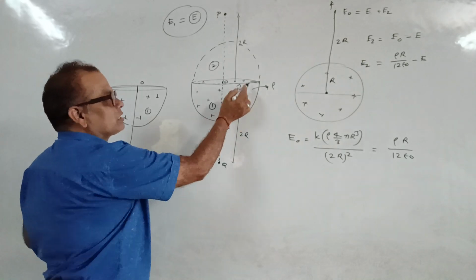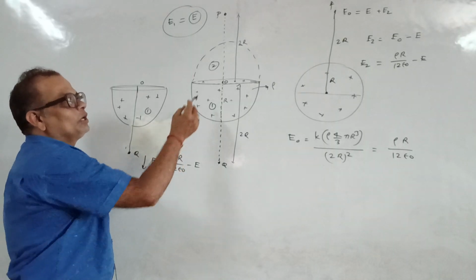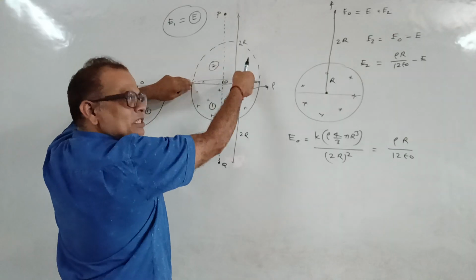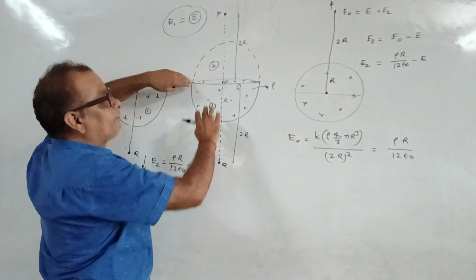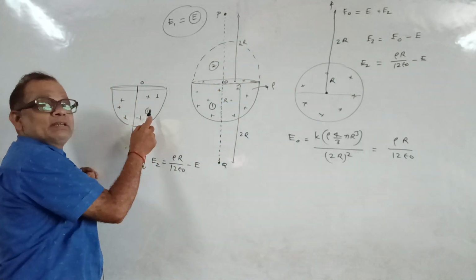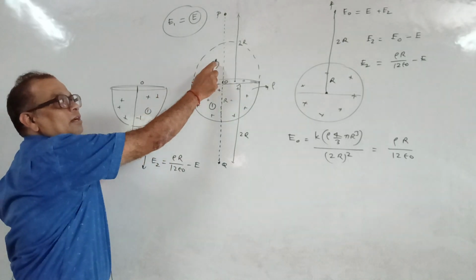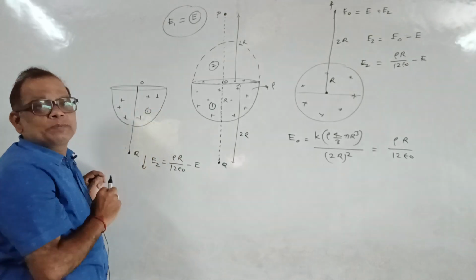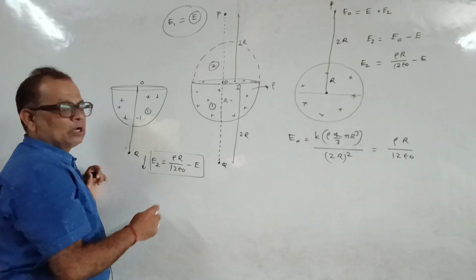So the electric field due to this hemisphere at this portion is similar to the electric field of this given situation of this imaginary hemisphere that is not actually there. We have taken and found this imaginary hemisphere's electric field E2, and this is the real hemisphere. So we can similarly suppose the electric field is E2, similar to E2 due to this actual hemisphere at point Q. So the answer will be rho r upon 12 epsilon naught minus E. This is the answer.